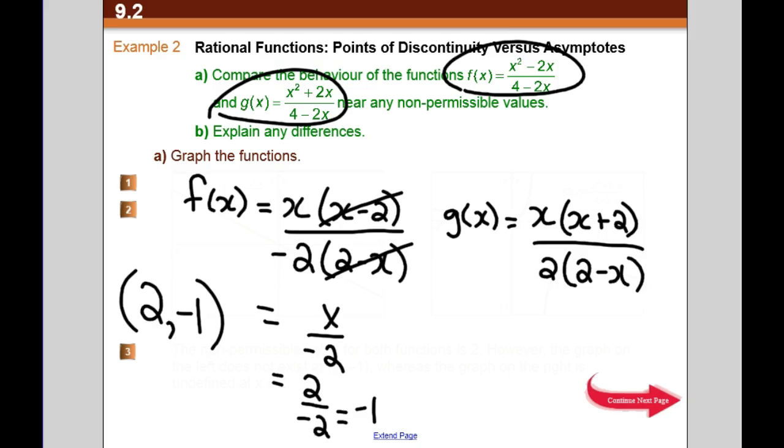Okay, and what does this one have for a non-permissible value, like this g of x question? Yeah, it has a vertical asymptote at 2. Okay, because if I had a 2 in here, 2 minus 2 would make the bottom 0. So this one has a vertical asymptote at x equals 2. So really you're saying x cannot equal 2 in this one. And in this one you're saying it has a jump or a point of discontinuity at 2 comma minus 1. That's the difference between the two equations.